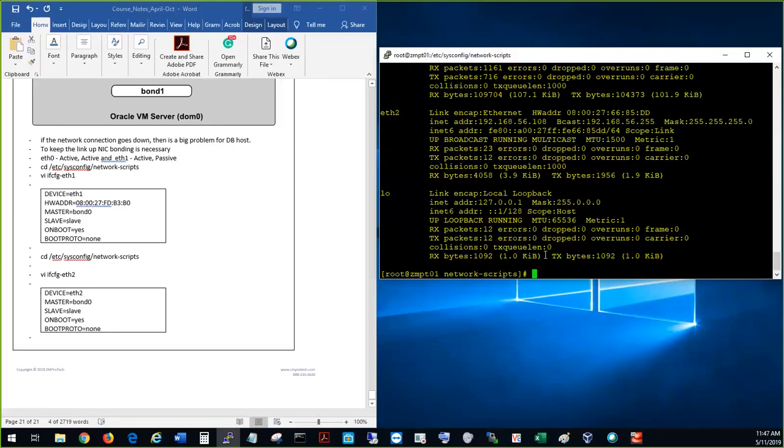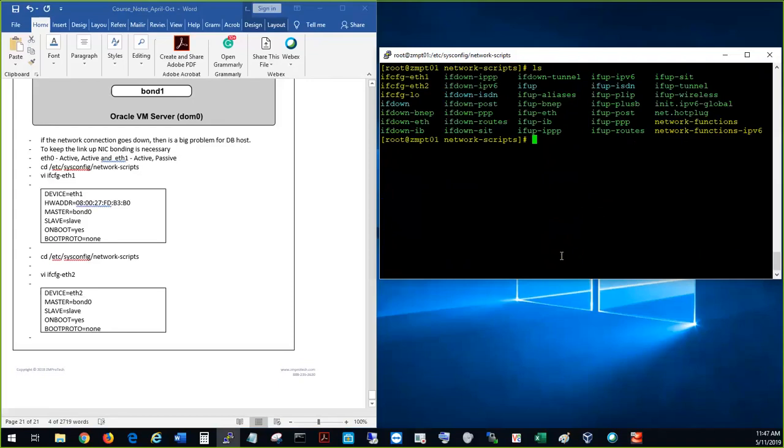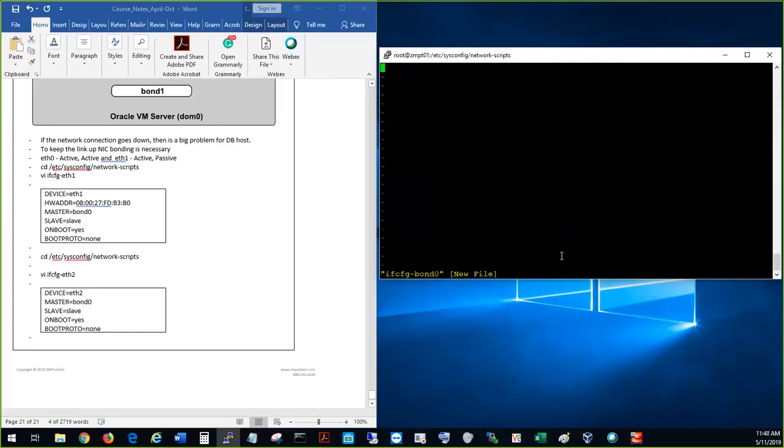Now the next part is we're going to physically create a bond0. It doesn't exist. All right, so what we're going to do is create it with vi. Then we type ifcfg-bond0 and hit enter. In here, most of the things are going to be the same, but the device name is going to be bond0, and then ONBOOT is going to be static.